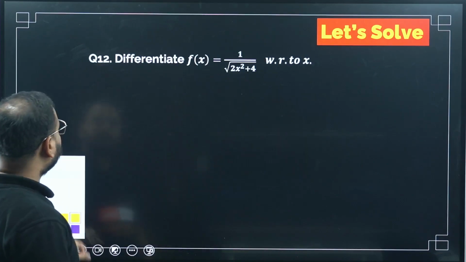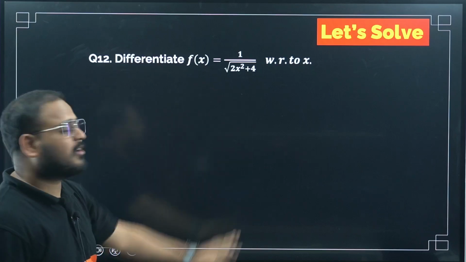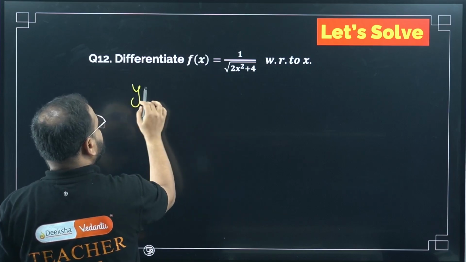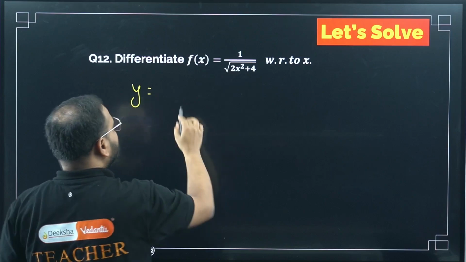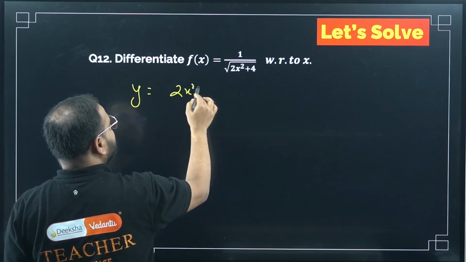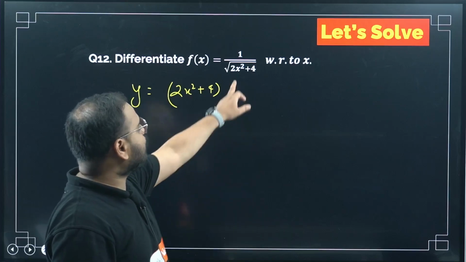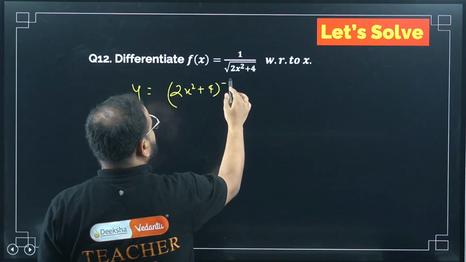Question number 12. Okay. Again, a very simple question. Differentiate this function given in the form of polynomial. Let me write it like this. Y equals, I can take this in the numerator. It will become (2x^2 + 4) to the power... What is the power right now? Root is there, means 1 by 2. In denominator means minus 1 by 2. So write it as minus 1 by 2.